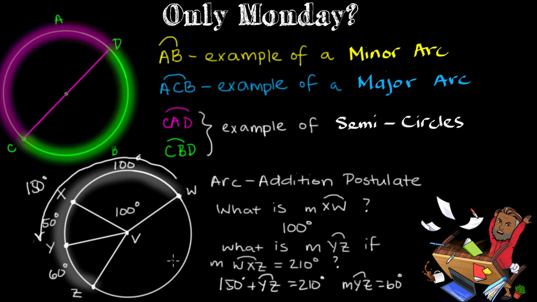All right, take a look at the assignment. It should look just like this. It's going to be asking you whether this is a minor arc, a major arc, or a semicircle, and then ones where we're dealing with the arc addition postulate.